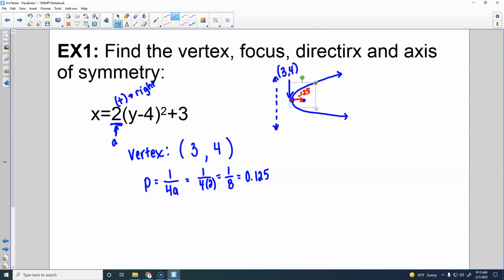So if I move to the right 0.125, then Maddox, which coordinate is going to change? My x coordinate or my y coordinate? X coordinate, right? And we're going to add to it because we're moving to the right. So my focus is going to be at (3.125, 4).